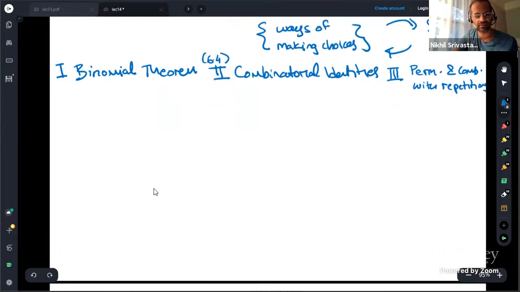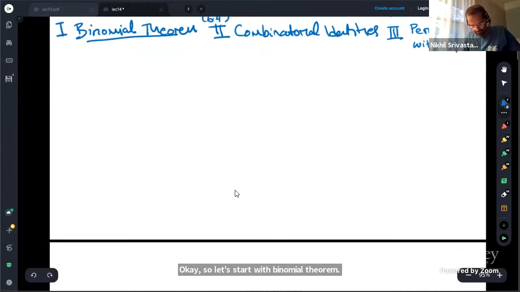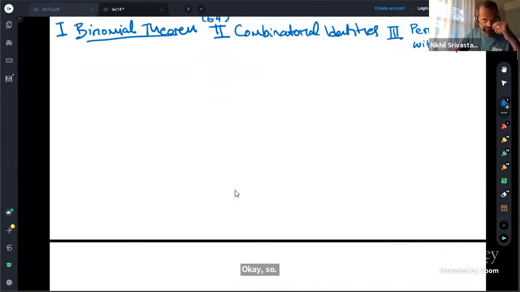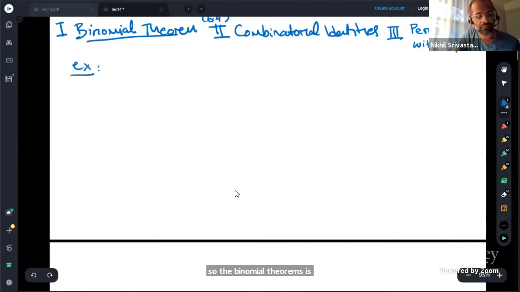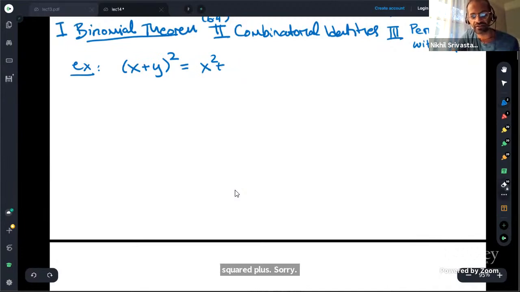Okay, so let's start with the binomial theorem. Let's start with an example. Everybody presumably knows this formula. If you have two variables, x and y, then (x plus y) squared is x squared plus 2xy plus y squared. I want to write it like that.